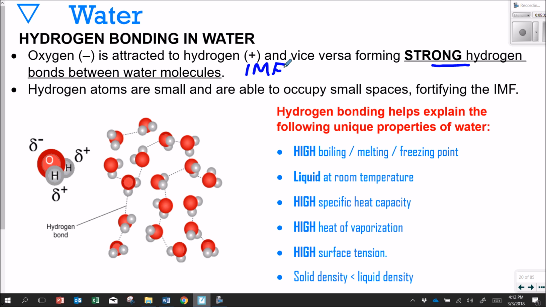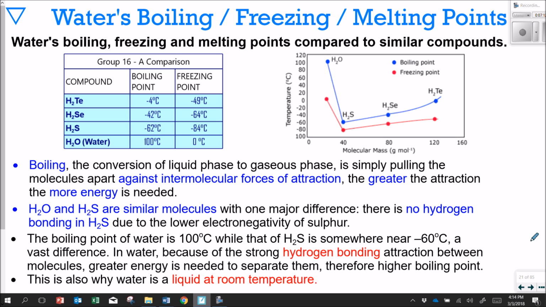Also, hydrogen atoms being very small, they are able to occupy small spaces, and this makes that intermolecular force between water molecules even stronger. So we can see the hydrogen bonding between water molecules in this picture. We have the negative oxygen side of the water molecule being attracted to the positive hydrogen side of the water molecule in those hydrogen bonds. This strong hydrogen bonding helps explain all the following properties of water that we discussed earlier. Let's take a look at these properties in a little more detail.